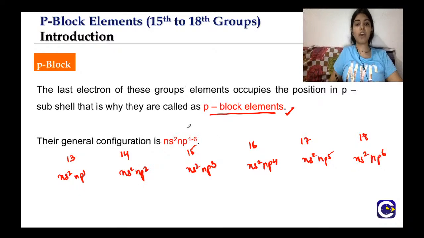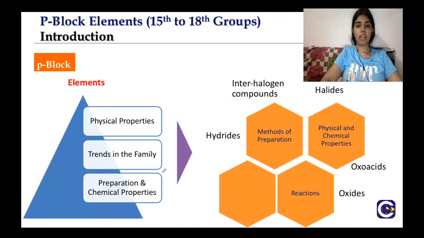So this means what? That the basic general configuration of the p block elements is what? Ns2 is common to all of them, so Ns2, while the number of electrons in the p orbital are changing, so we will keep it as Np1 to 6, right? So this is the general electronic configuration for the p block elements.